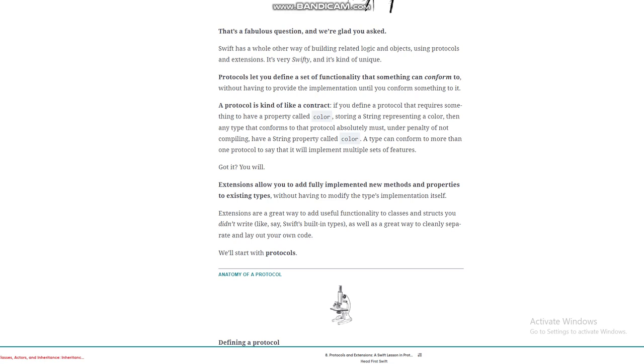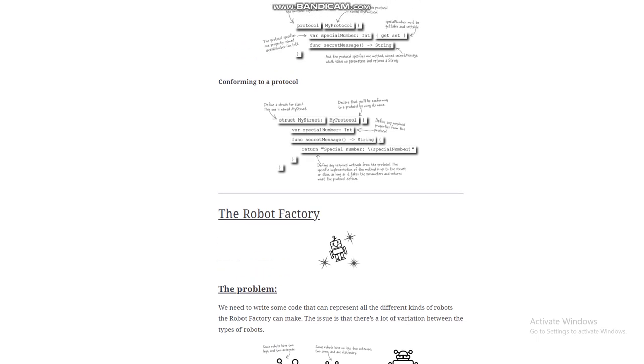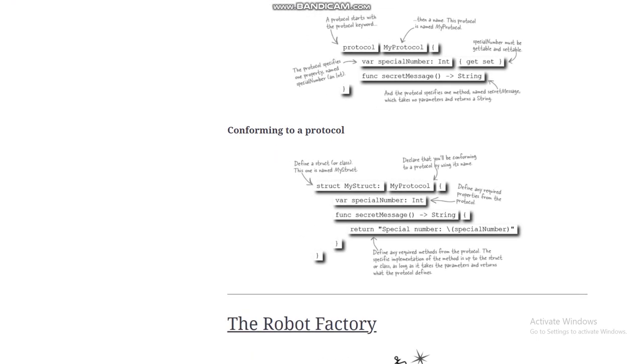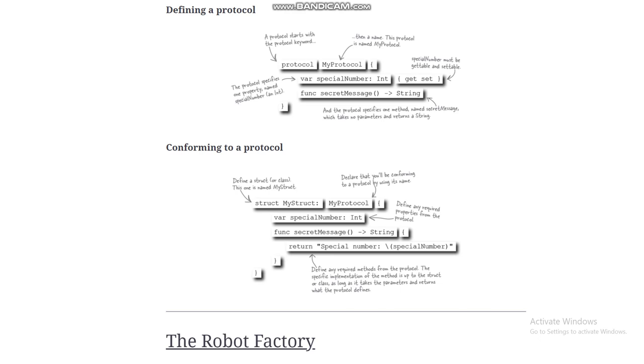Extensions are a great way to add useful functionality to classes and structs you didn't write, like built-in types, etc. Right. So let's start with protocols. So we have protocols here. Protocols have a structure like this, similar to a class and a struct, right? And we also can put properties and methods in there, right?